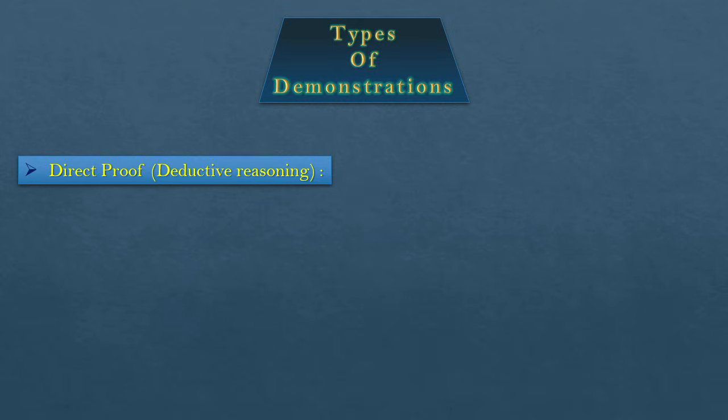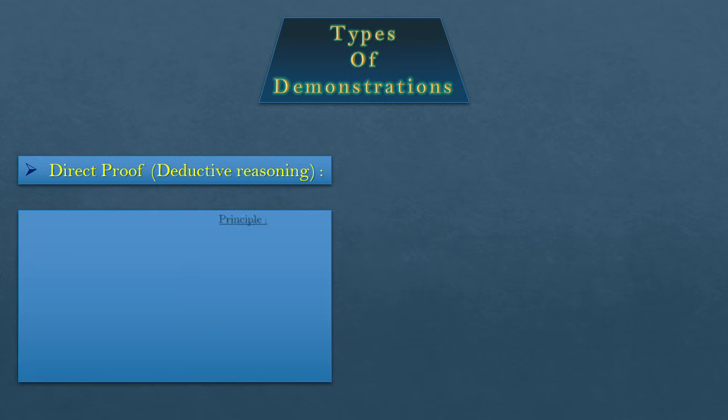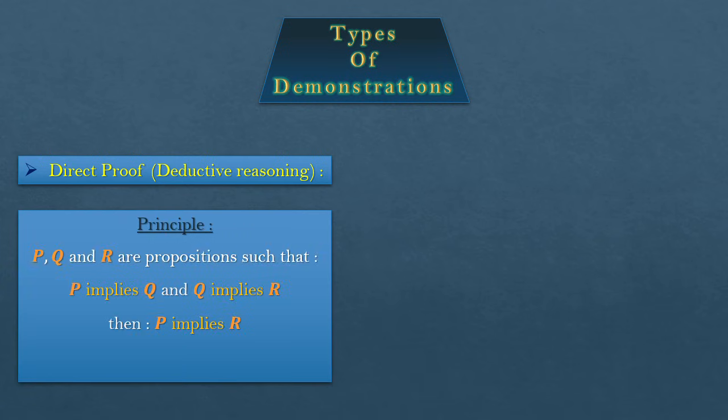as the deductive reasoning. And the principle on which this kind of demonstration relies is that if you have 3 propositions that we can note as P, Q, and R, such that the proposition P implies the proposition Q, and the proposition Q implies the proposition R, then we can deduce that the proposition P implies the proposition R. And in terms of logical syntax, this can be written as the conjunction between the 2 implications P implies Q and Q implies R, which implies that P implies R.